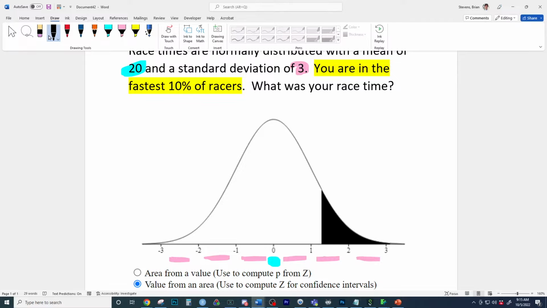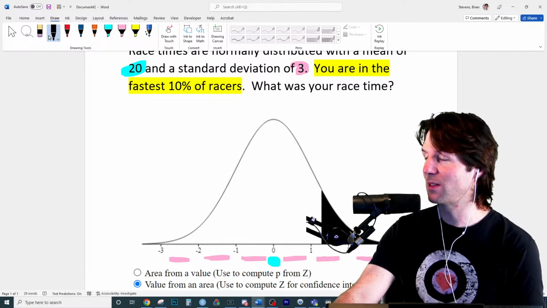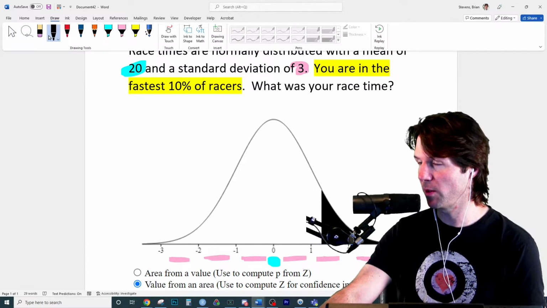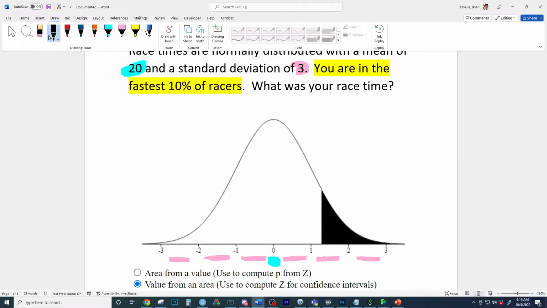You're in the fastest. If you're in the fastest, would your time be higher or lower? Oh, no worries. Don't worry, I'm trying to do a few tricky questions right here.